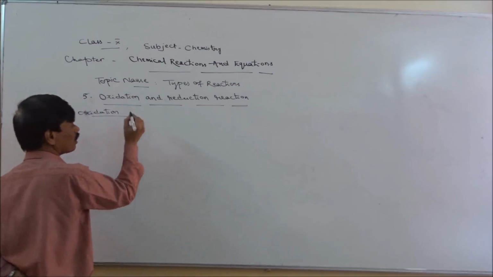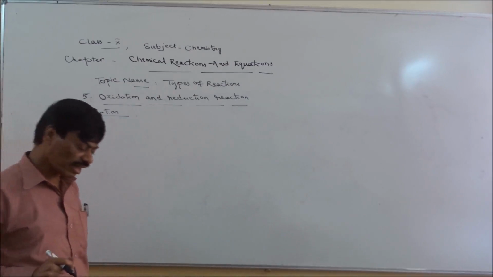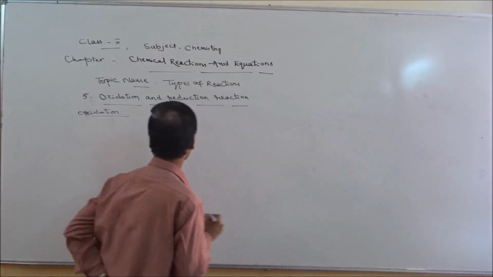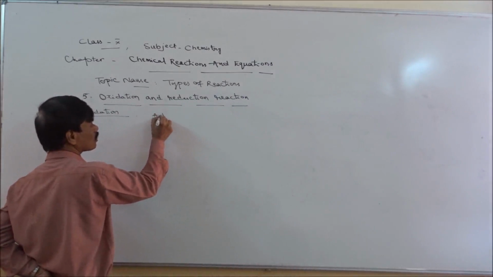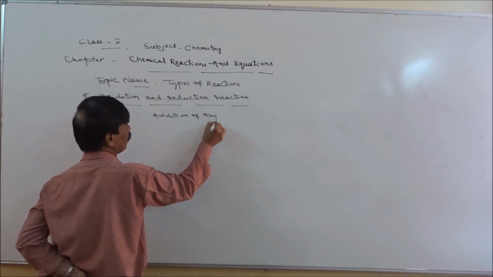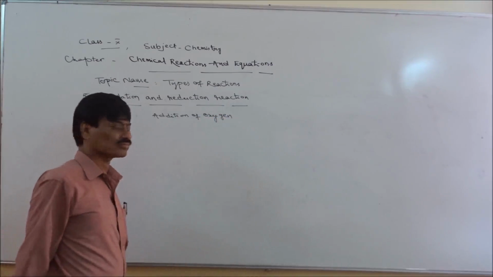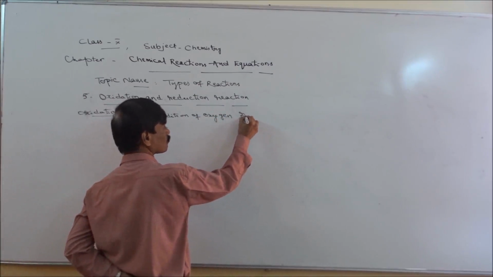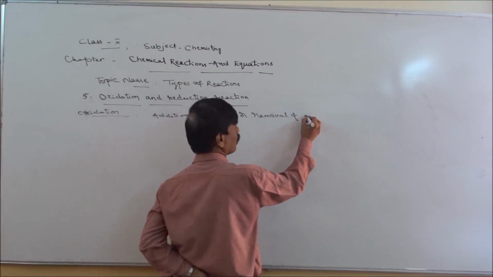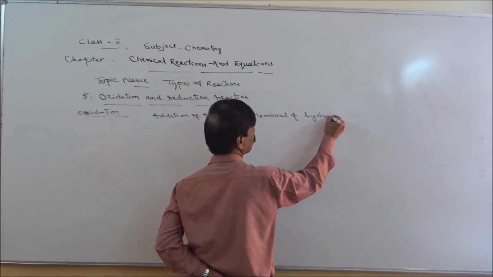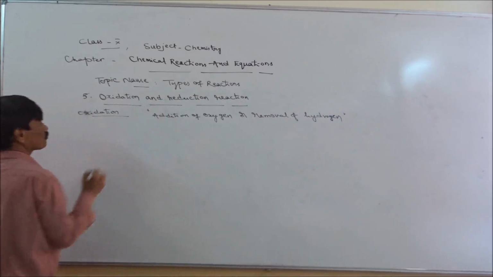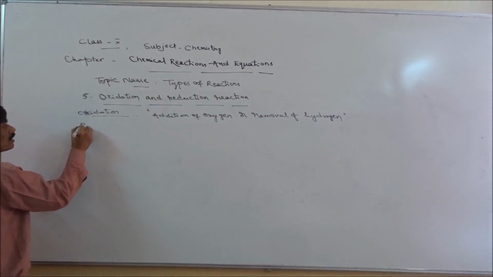Oxidation. A reaction wherein oxygen is added or hydrogen is removed is called oxidation. So, in short, it can be written: addition of oxygen or removal of hydrogen is called oxidation. In the same way, let us see reduction.